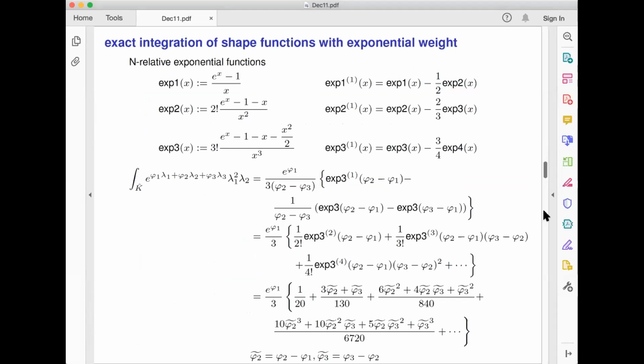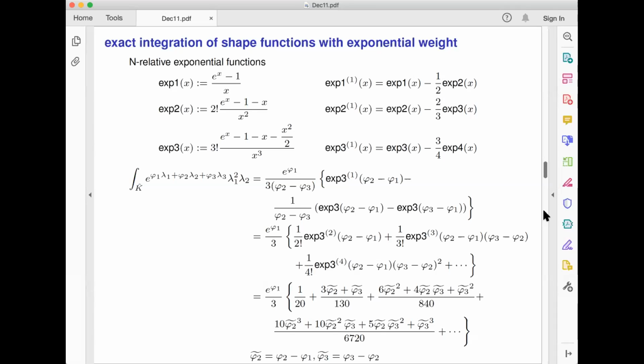So first, I can introduce so-called n-relative exponential functions, and this is a kind of family of the exponential. But to evaluate a test function with a third order polynomial, lambda 1 squared times lambda 2, where lambda is the area coordinate, this consists of an order 3 polynomial in one element with the exponential of a first order polynomial P1 element value. So this can be calculated in an explicit way.